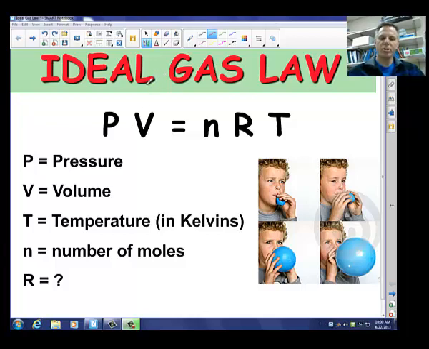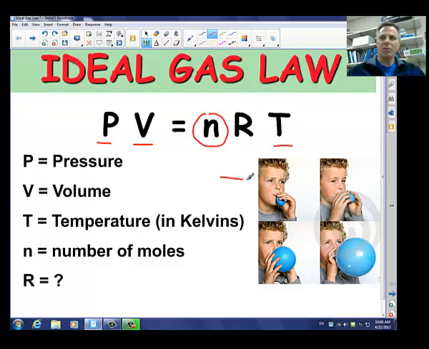Hi, this is Mr. Cutchell, and today we're going to talk about the ideal gas law. Now, this gas law is different than the other gas laws insofar as up to this point we've studied things that have pressure, volume, and temperature in them, but we haven't looked at the number of moles, and that does change some of the factors.